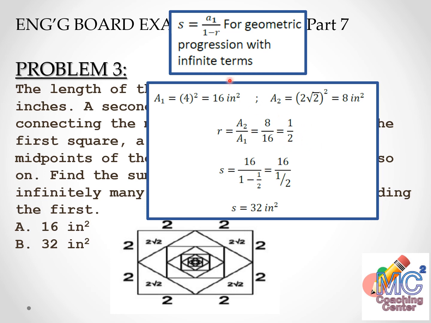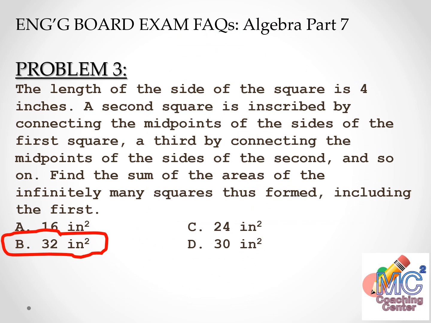Now, substitute natin here as R, kaya naging 1/2 ito, and then the area, the first term area, the first square is 16. So therefore, we have 16 over 1 minus 1/2 or 16 over 1/2 or the sum of areas is 32 square inches. And that is letter B. Okay, so I hope klaro po yung pagkakasolve ko. But by the way, if may tanong, medyo naguguluhan, you can message me naman sa messenger.